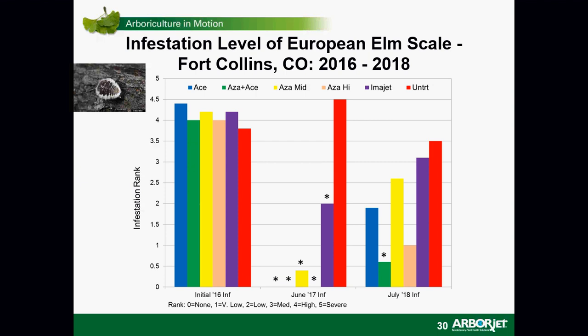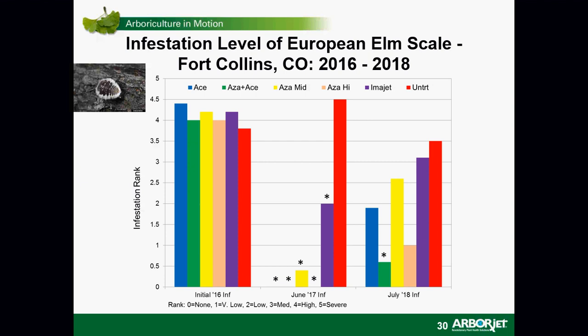ACE-Jet and Azosol. And then 2 years after application, we see that the combination Azosol plus ACE-Jet is still significantly lower compared to the untreated checks. So we're seeing 2 year effects. The other treatments, ACE-Jet, as well as the Azosol alone, the populations are starting to recover, though the high level of Azosol is still pretty low.